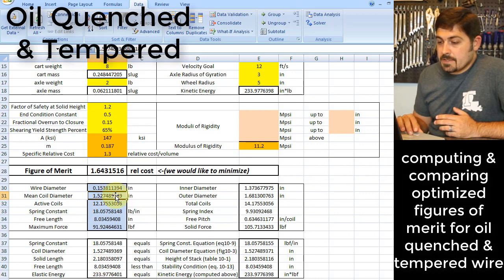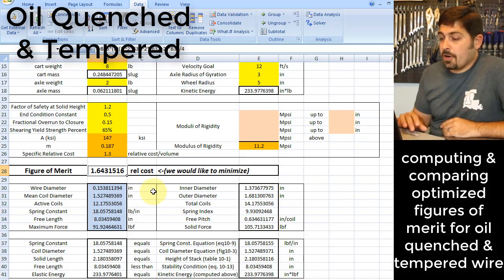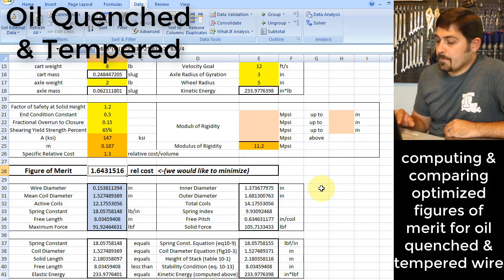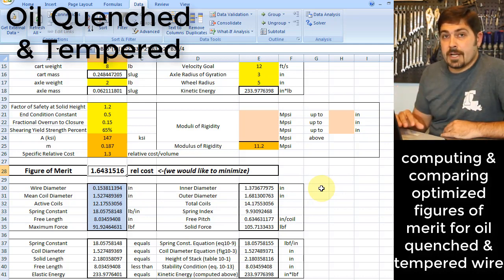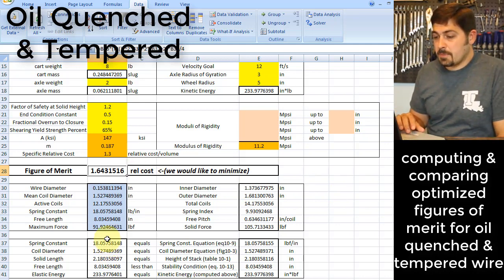So you can get some advantage in terms of space savings, but the cost is going to be a little bit higher. In our case, we're just trying to minimize the cost, and so we don't necessarily care about spatial constraints for this particular problem, and so we're just going to let this speak for itself that the hard-drawn wire is a better solution.